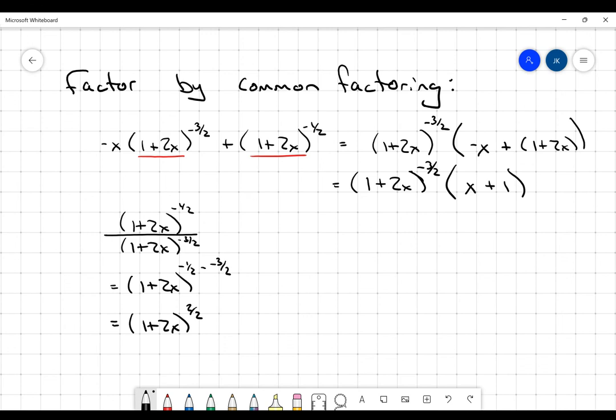Now, you might be expected to go a little bit further and write this with positive exponents, in which case you would bring that down to the denominator and write that to the positive 3 halves. It really depends on your teacher.